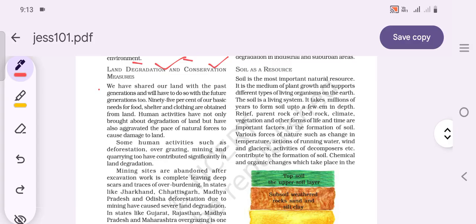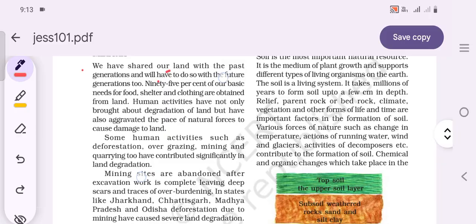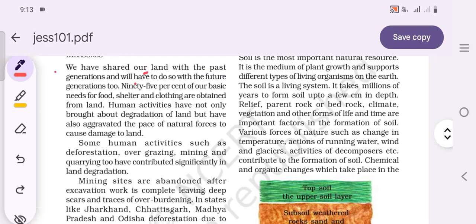Now, 95% of the basic needs for food, shelter, and clothing are obtained from land. Human activities have not only brought about degradation of land, but have also aggravated the pace of natural forces to cause damage of land. We are the human citizens, we are only modifying our environment. We are recklessly cutting the trees, destroying our natural ecosystems, in which animals as well as human beings have to face such problems. In order to prevent such problems, we need to conserve this land.